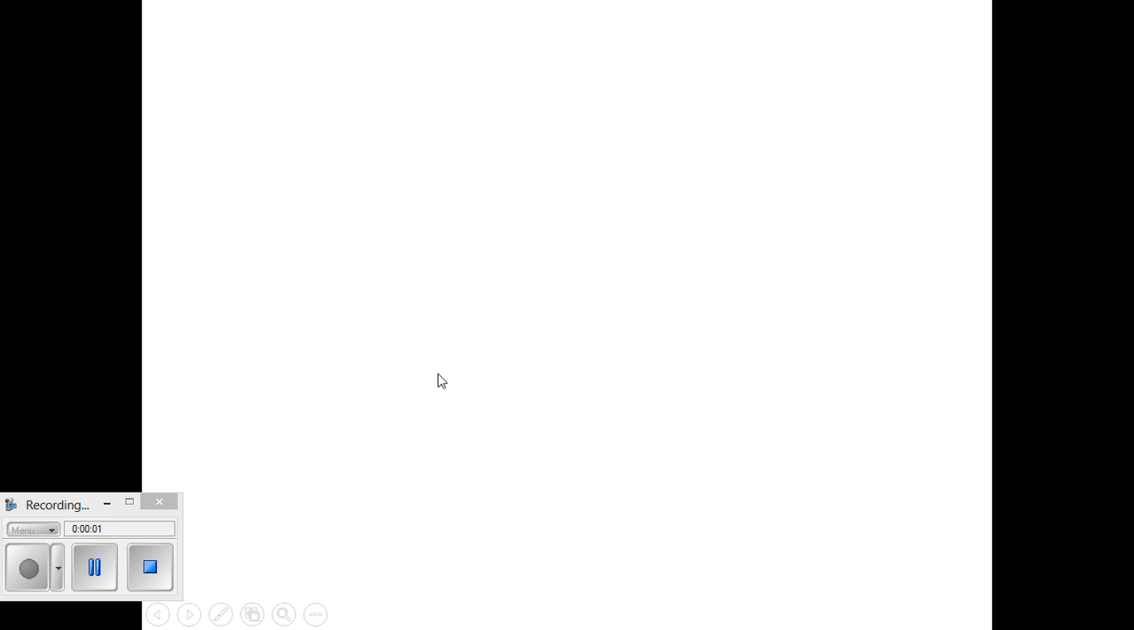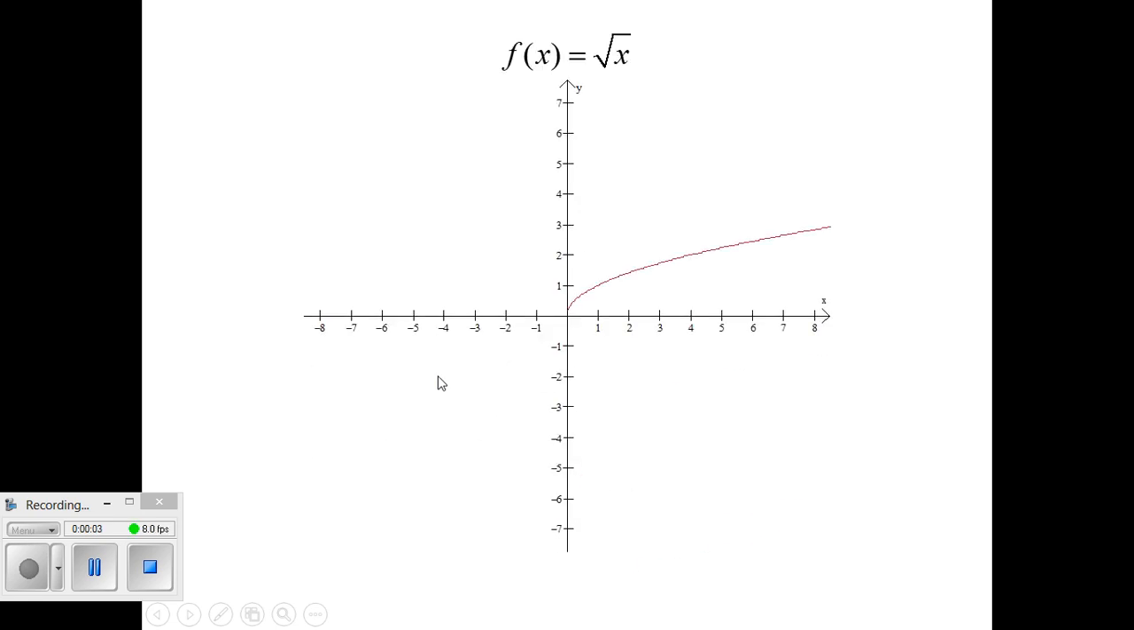All right, guys, here we go. We're going to start talking about finding domains and range of functions. This is involved with your section 3.1, okay?